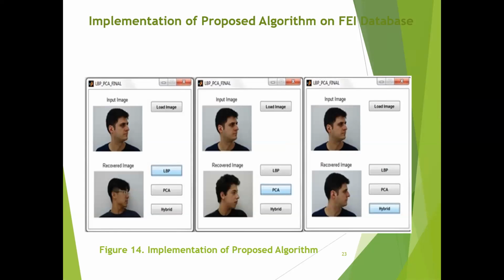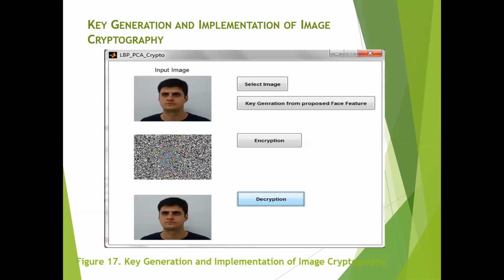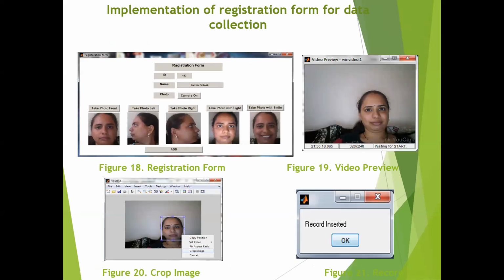So you can see that in PCA there is a false match rate, and in LBP again a false match rate. Now in the proposed algorithm you can see it gives the accurate result, right? Compared to LBP and PCA. So we have executed LBP and PCA alone. Then we have hybridized the algorithm and executed it. You can see the hybrid algorithm has good results compared to LBP and PCA. Right? So we have encrypted that image, stored it in the database, and decrypted it.